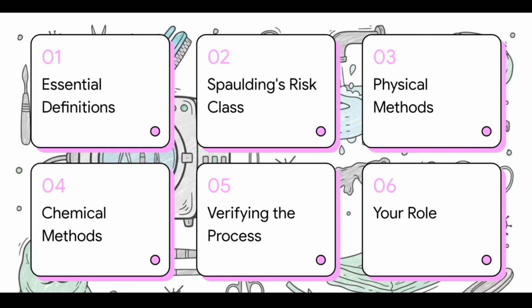So here's our game plan. We'll kick things off with the essential definitions you just have to know. Then we'll get into Spaulding's classification, which is the why behind everything. We'll cover physical and chemical methods, talk about how we actually prove something is sterile, and then we'll wrap it all up by focusing on your crucial role in this entire process.